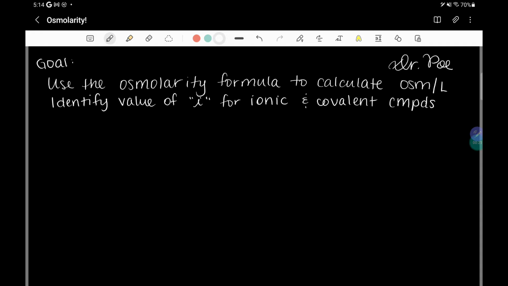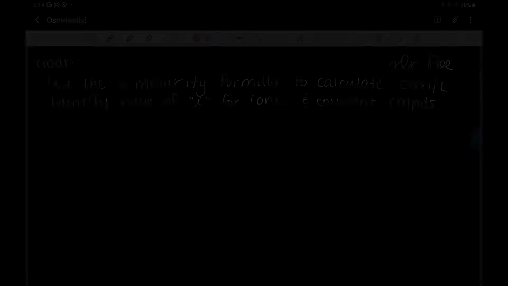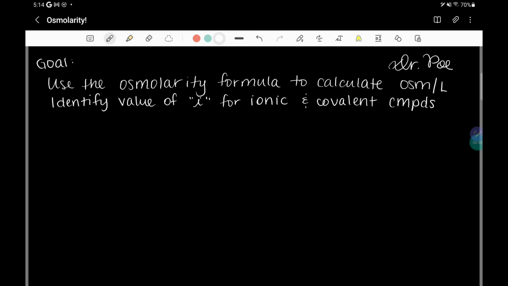I really like this concept of osmolarity because it gives us a more functional definition of concentration. What osmolarity really tells us is the concentrations of multiple components in solution and how they relate to their electrical components, what's actually in solution, what's actually doing the dissolving. So just as a quick reminder, here are our goals. We're going to use the osmolarity formula to calculate and identify the value of i for ionic and covalent compounds.